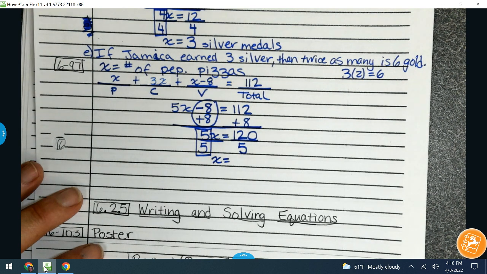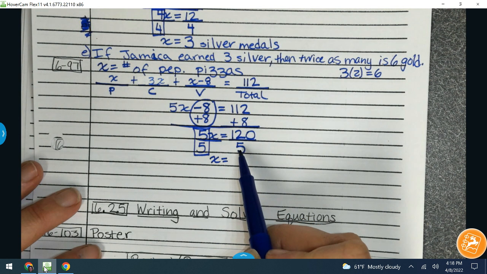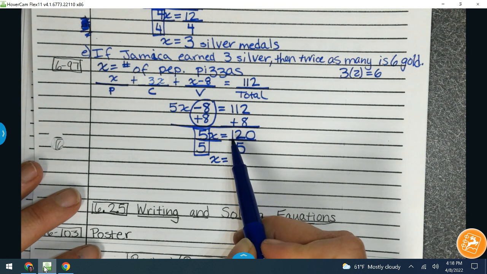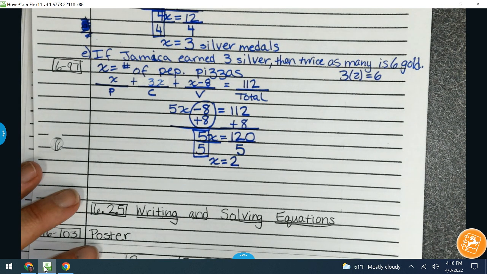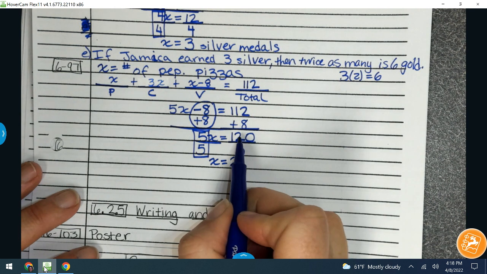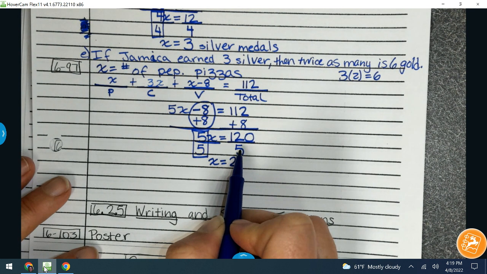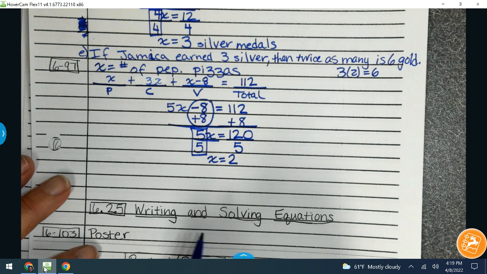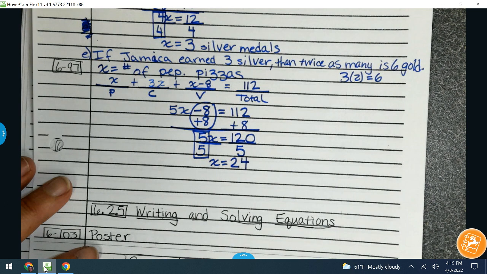Before you reach for your calculator, I'm going to break it down a little bit. So what times 5 gives me just 100? Hopefully you said 20. If I have $20 bills in my pocket and there's 5 of them, I got $100. Then I have 20 divided by 5. So what times 5 gives me 20? That is 4. So x is equal to 24.